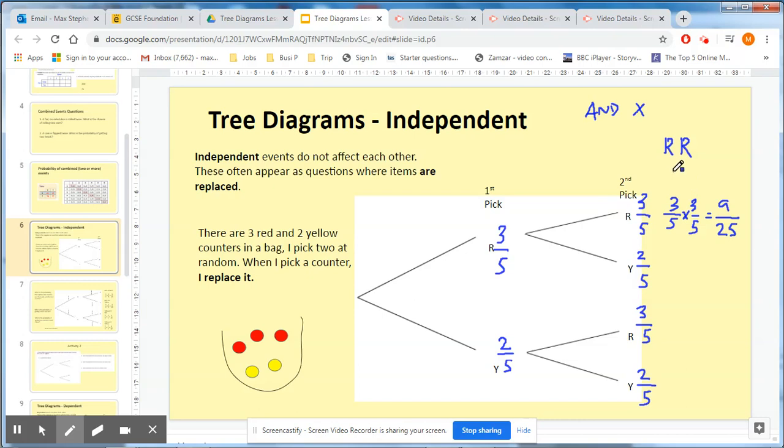The other point that I do want to make is that for each of the picks, so for the total events that can happen, my probabilities are going to add up to 1. So for these two branches, my 3/5 and my 2/5 are going to add up to 1. Here, my second pick with 2/5 and the 3/5 are going to add up to 1 again. So I'll illustrate this on my next slide.